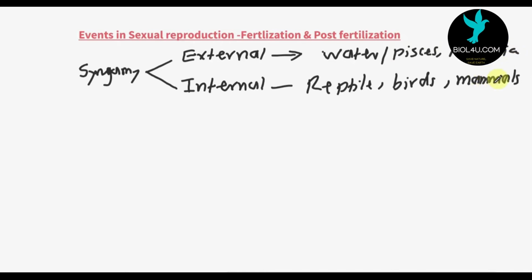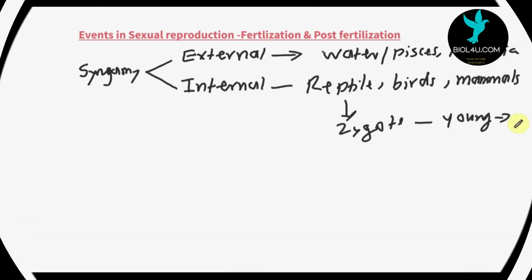Okay, so syngamy occurs inside the body in the case of the internal, and in the case of the external, syngamy takes place within the water, outside the body. So here the egg is produced inside, and fertilization also takes place inside, and a zygote will form here. This zygote undergoes development, and this development of the zygote finally results in the formation of the young one, and this young one will grow and become an adult and again reproduce, and it will reach the senescent condition or old age, and then die. So this is the case of the animal.